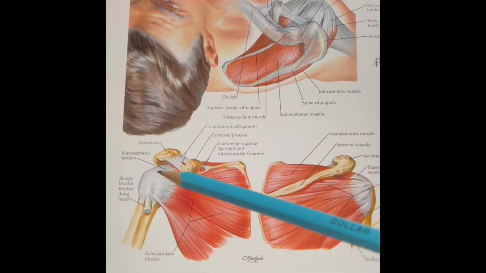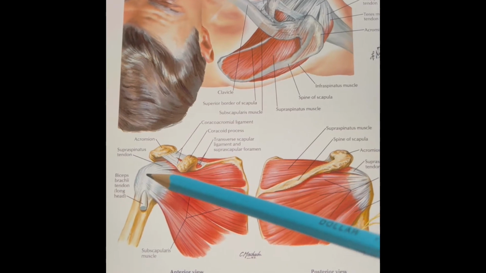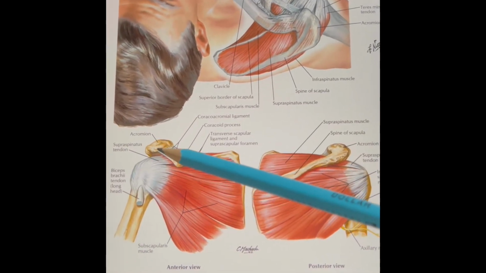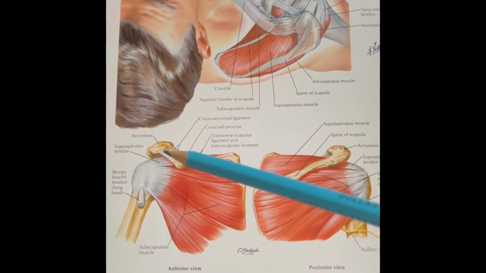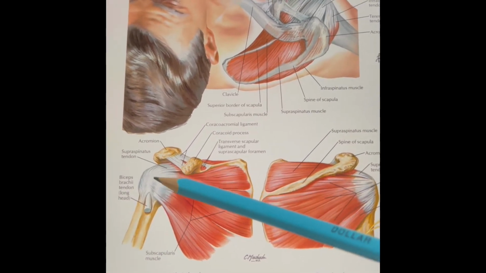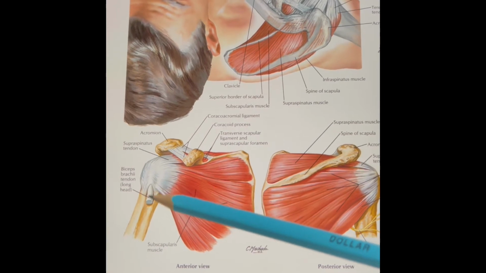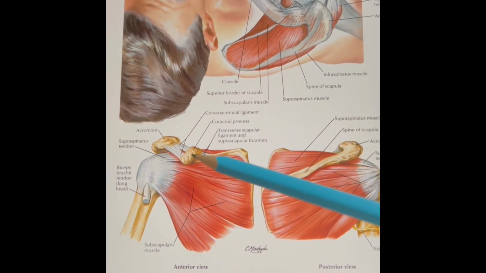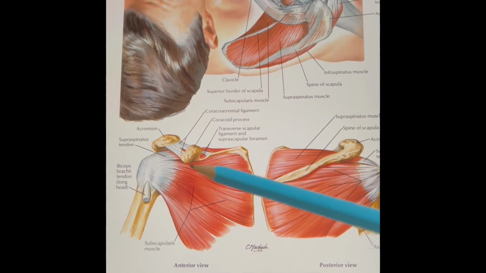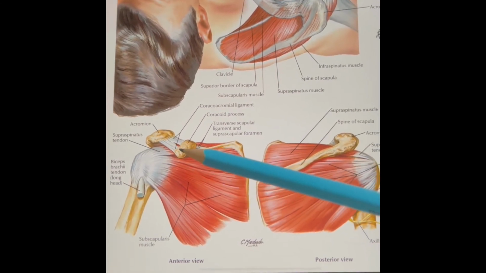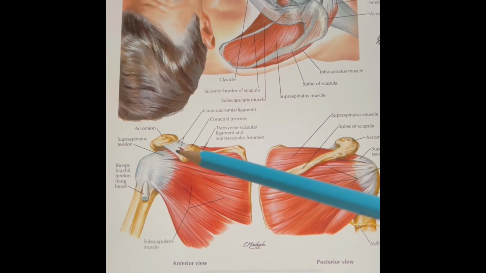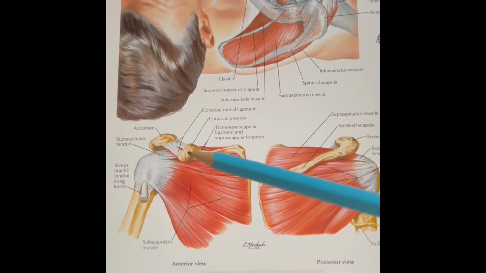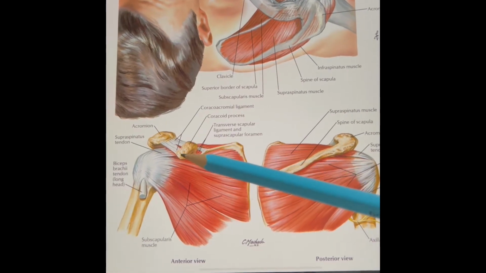While this is the supraspinatus muscle. The supraspinatus muscle passes below the acromial process, and the biceps runs in the bicipital groove. Looking from this inferior aspect, we can appreciate the coracoacromial ligament. The coracoacromial ligament attaches between the coracoid and the acromial process.